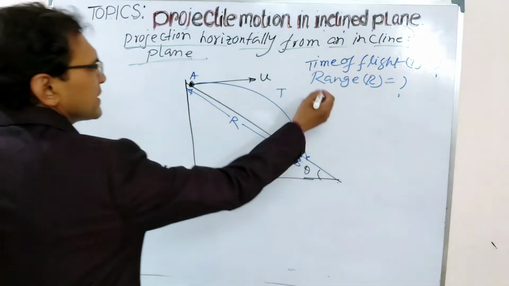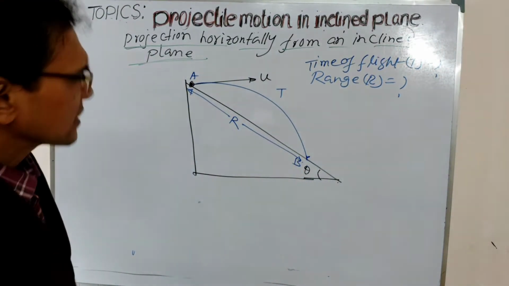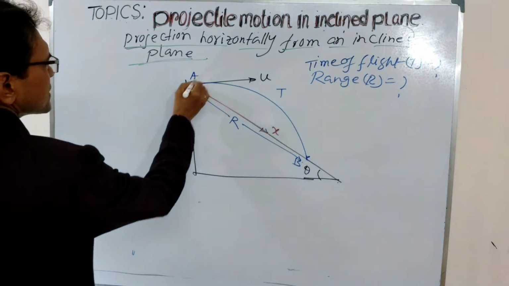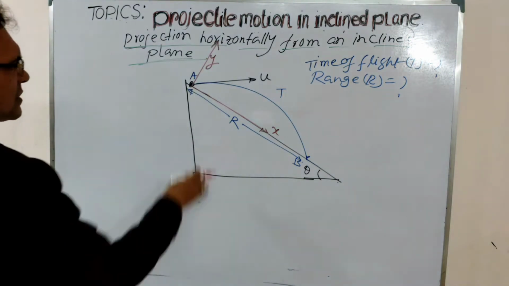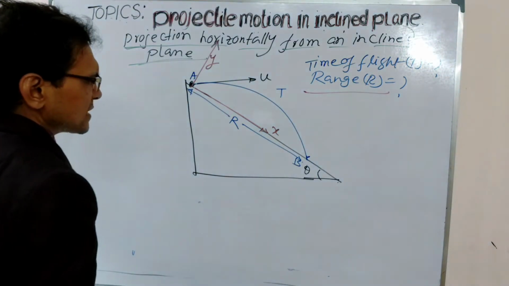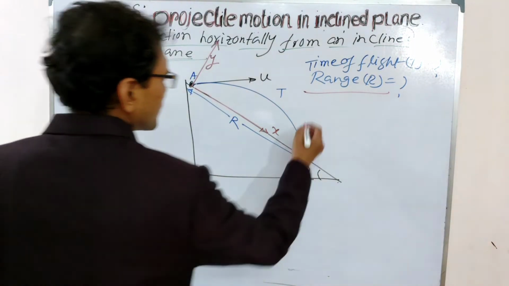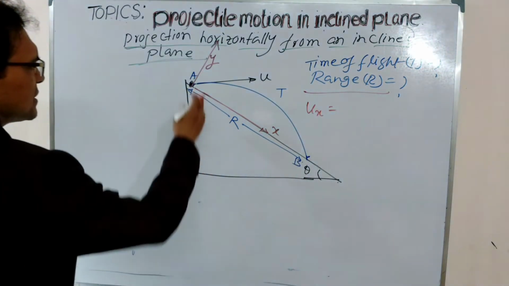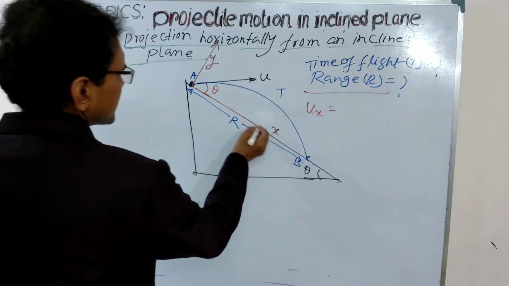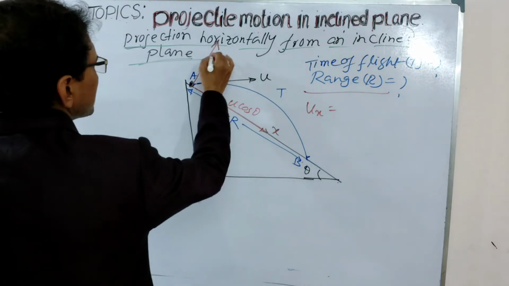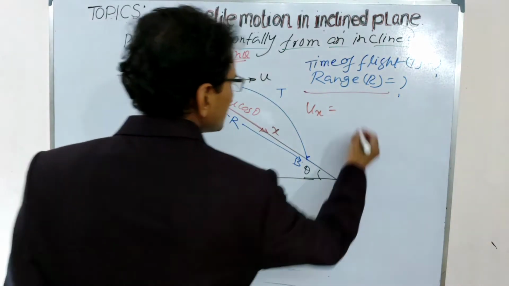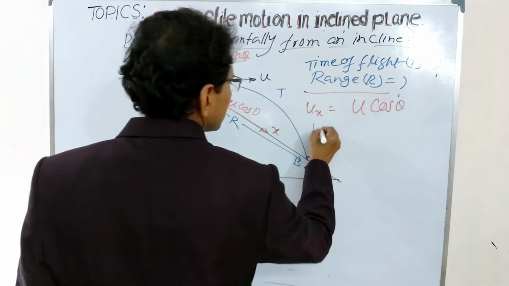Now find the time of flight and range. So here this is x-axis and this is y-axis. We first resolve the velocity and acceleration along x and y direction. So velocity along x direction, this is u and this angle is theta. Along x-axis the component is u cos theta, and along y velocity is u sin theta. So ux will be u cos theta.